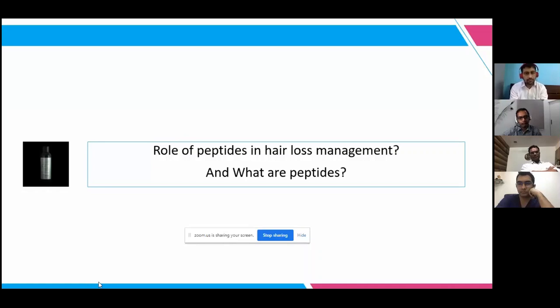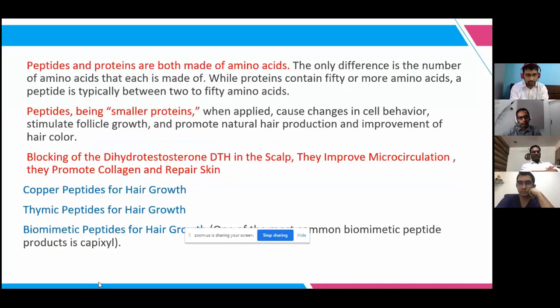Okay. But peptides are nothing but proteins. They are small proteins. The amino acids will be 2 to 50 only. Most proteins have more than 50 amino acids, whereas peptides are very small proteins. They definitely block DHT, and they improve the microcirculation and promote collagen and repair of the skin.